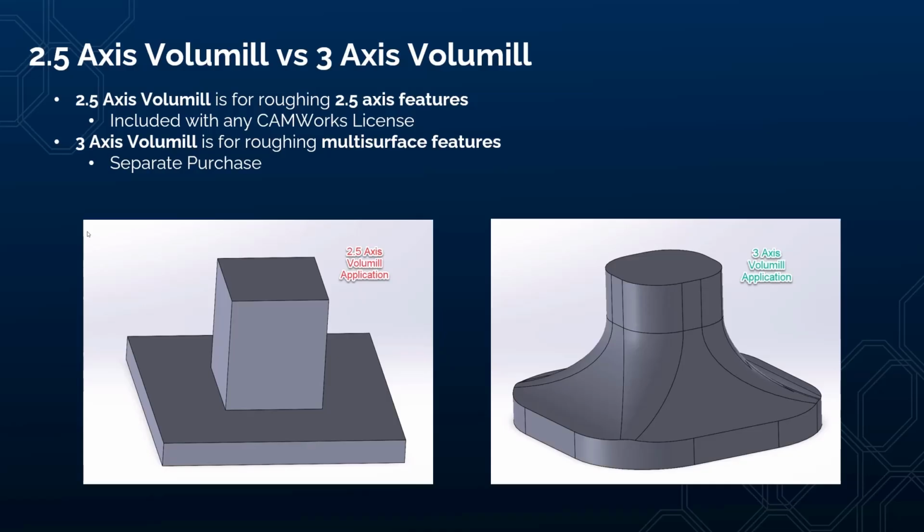3 axis volume mill, like I said, is for roughing out multi-surface features. This is a separate purchase and it is not included with any of the SOLIDWORKS CAM or CAMWorks licenses. So this is a separate purchase. So I just want to clarify what those are. Most users aren't aware that there is a 3 axis volume mill, but that is what it's for. If you're trying to rough out a multi-surface feature using volume mill, you have to purchase 3 axis volume mill.